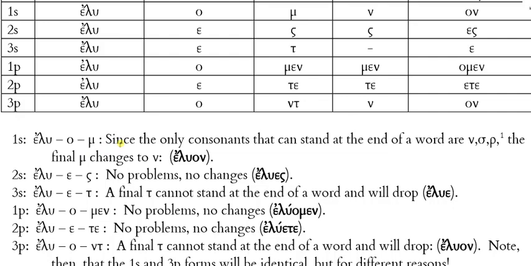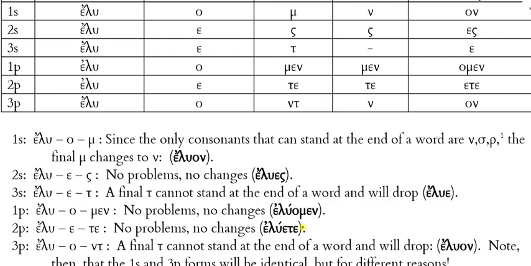the mu, not being able to end the word, switches to its closest relative, its kissing cousin. Mus are nasal, right? And I want to get a nasal replacement for it. And since nu is the nasal that can end a word, we take that. All right? So eluam becomes eluan. And that is I was loosing.